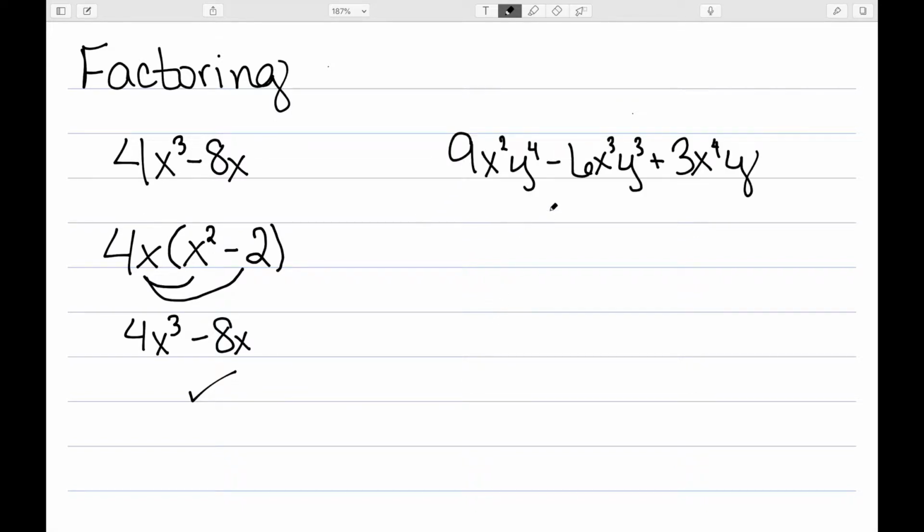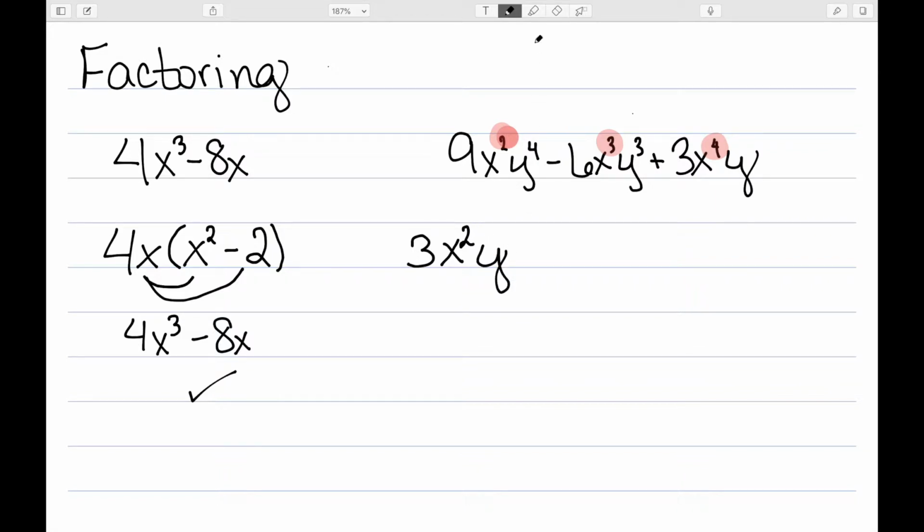Now let's look at this one here. 9x squared y to the 4th minus 6x cubed y cubed plus 3x to the 4th y. If I just think of the numbers, 9, 6, and 3, we know that 3 divides evenly into all of them. However, the variables, the x and the y, might be a little bit harder. Essentially what we're looking for is the smallest exponent on each of these. My exponents on the x's are 2, 3, and 4. So I want the smallest of those, which would be 2.